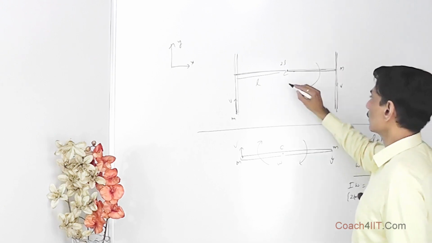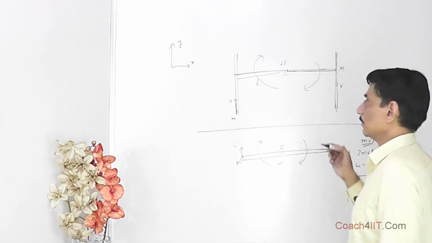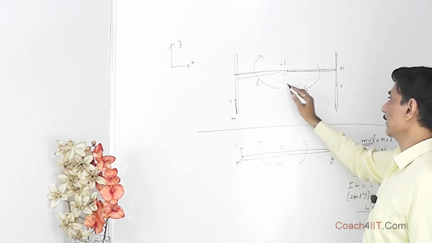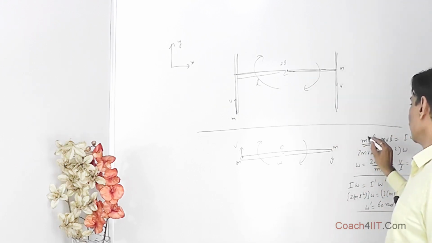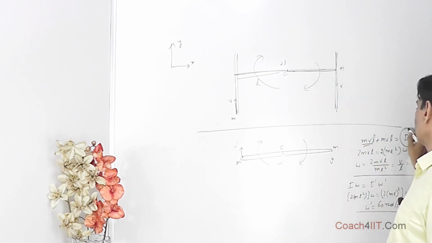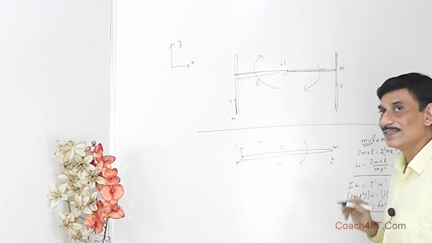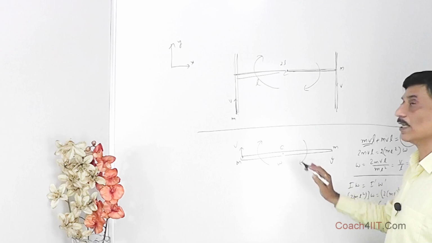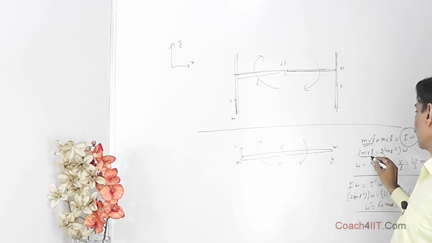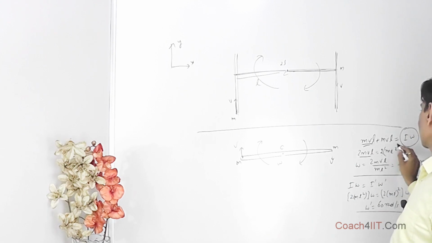This is also in this direction. Both of them are in the clockwise direction, so they get added up. So total momentum is mvL plus mvL, equal to I omega, that is the initial angular velocity. As soon as it grabs it, that is the angular velocity we shall be getting right now. That is 2mvL is equal to I omega.